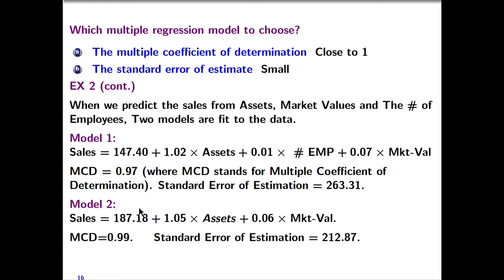263.31. And after we get rid of the number of employees and we use the data to obtain a new model, which is model number 2, sales is equal to 187.18 plus 1.05 times the total access plus 0.06 times the market value. The multiple coefficient of determination in this case is 0.99 and the standard error of the estimate is 212.87. Comparing with those two criteria, we will pick model number 2. And this is the end of chapter 15.